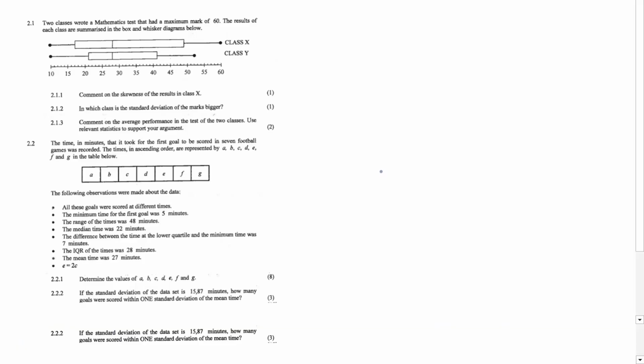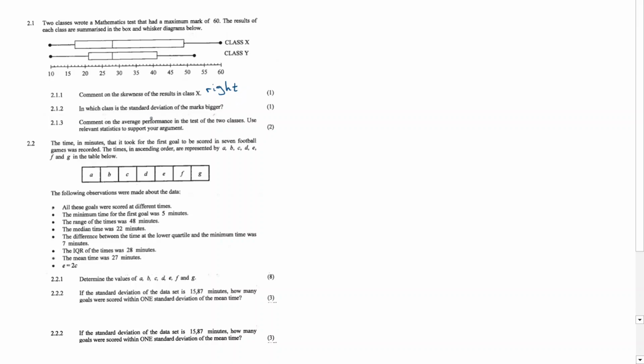In this video, we're going to look at another example of box and whisker and standard deviation. We've got two classes whose max mark could have been 60. Comment on the skewedness of the results of class X. You can see that the biggest box in class X is on the right hand side, so you'd say skewed to the right or positively skewed, whichever you want to say.